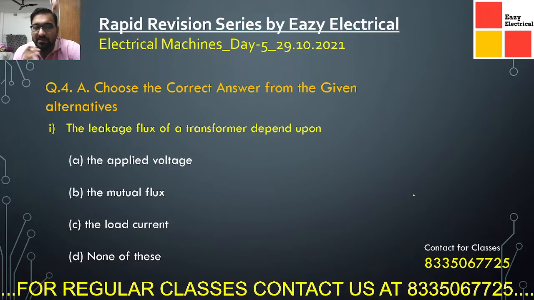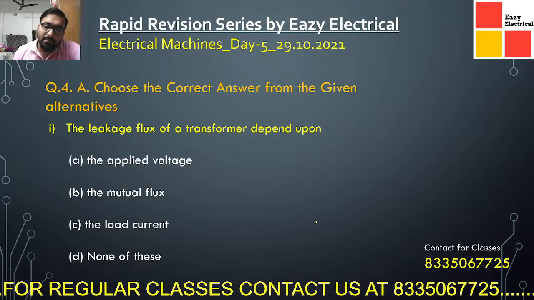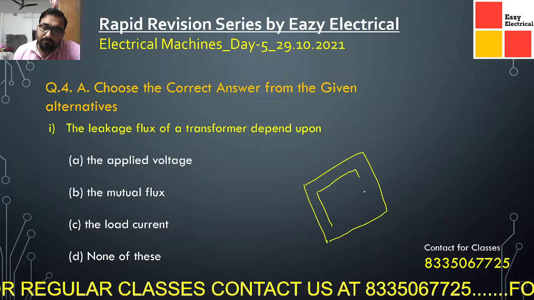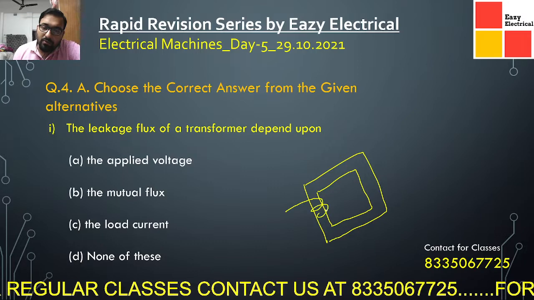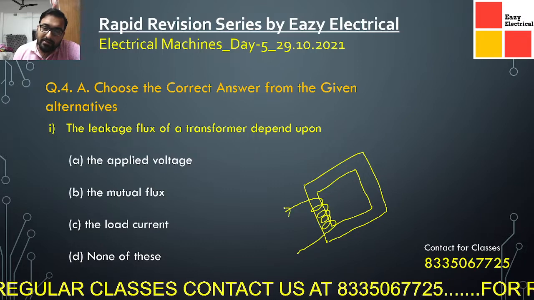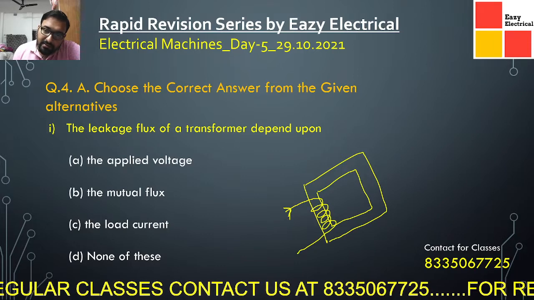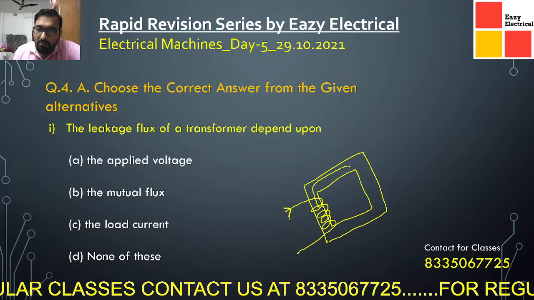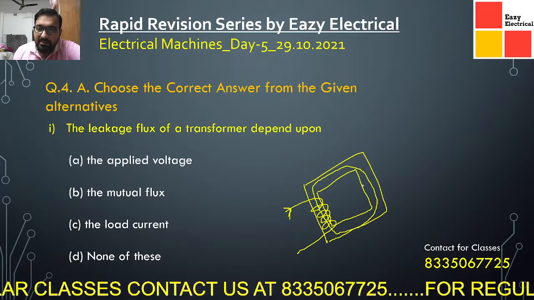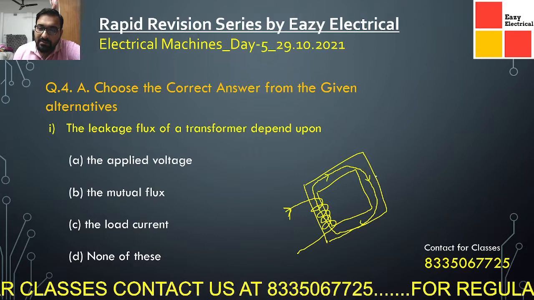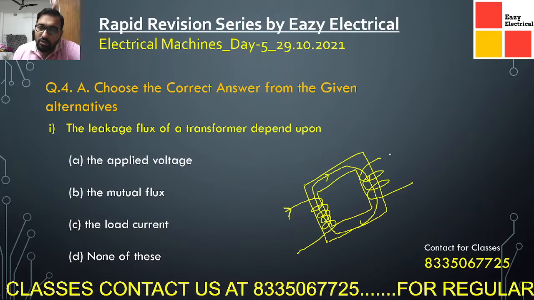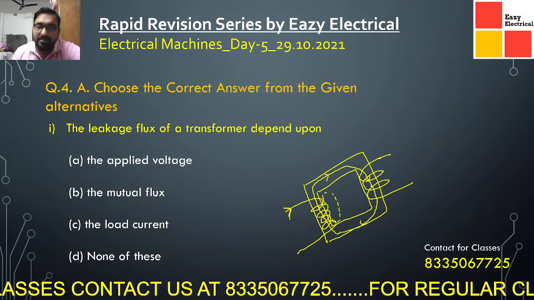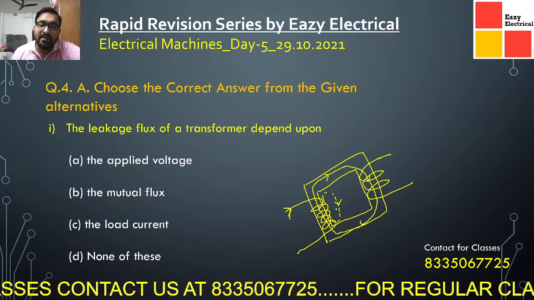Basically, whatever the leakage flux in a transformer is, what is the leakage flux? First of all, we need to know. Suppose this is a coil I have wound here. When a current is supplied through it, flux will be created in this coil, and this flux will have two parts. One goes through this core and links the other coil. Suppose I have connected the second coil here. One part of the flux will link the other coil, but some part will not be linking the other coil. This is basically what we call leakage flux.